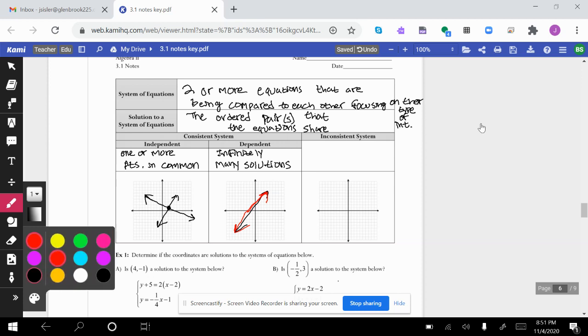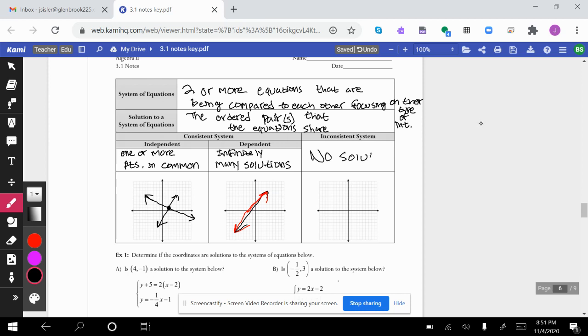And then our final kind is an inconsistent system, which has no solution, which would be a set of parallel lines, because these parallel lines go on infinitely in each direction, and they're never going to intersect at any point, so they have no solution.